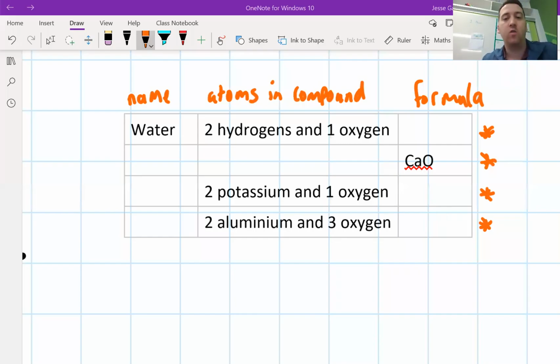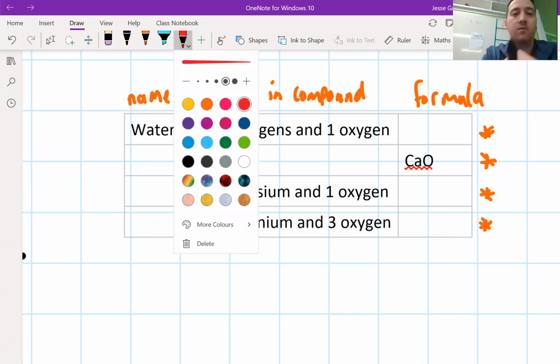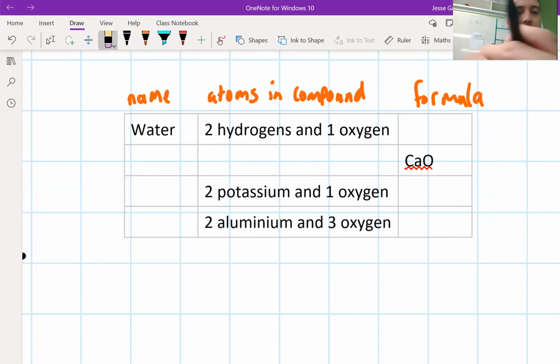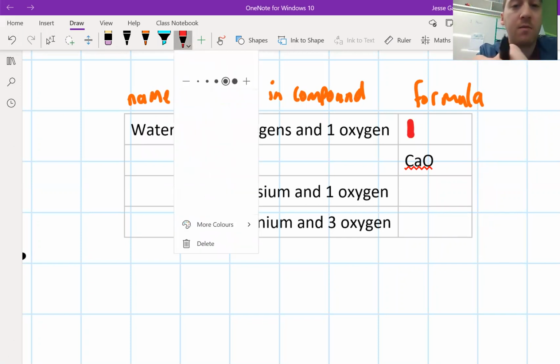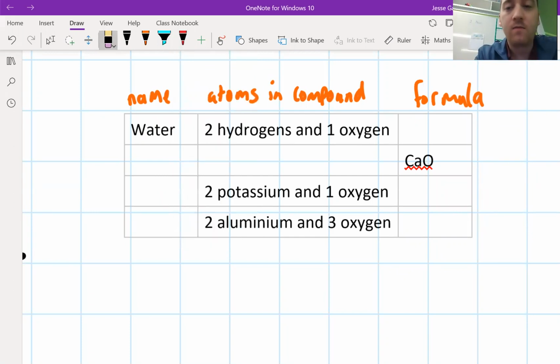So the first one is water. It has 2 hydrogens and it has 1 oxygen. So the way we would write the formula for this, I'm going to write it here in red. We've got 2 hydrogens. The symbol for hydrogen is a capital H, and there are 2 of them, so it's going to be H2. And there's also an oxygen, so H2O. We've definitely seen that formula before, I'm sure, for water, H2O, but now you know where it comes from and how we figure it out. So H2O is the chemical formula for water.